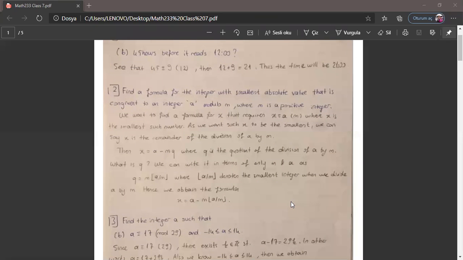As x is the remainder, we can write it in this form. You know the division algorithm, which is mq plus x. So x can be written in this form, where q is the quotient. This quotient can be written in this form too, right? This denotes the smallest integer which is less than a over m. Okay, so the quotient can be written in this form. Thus, we know the formula for x now. It's a minus m times this integer.